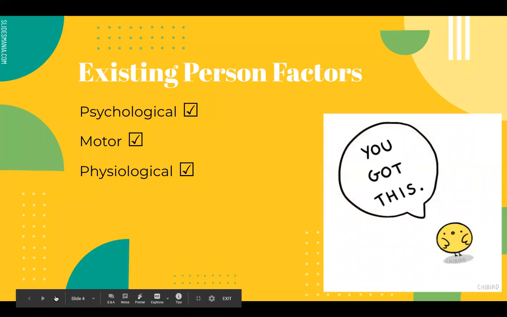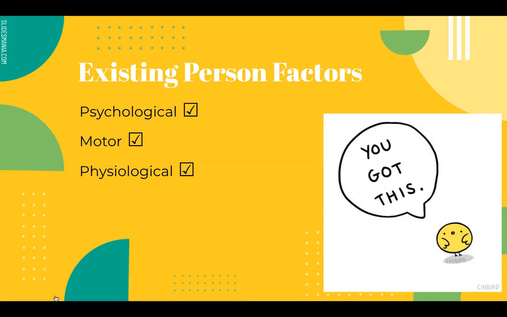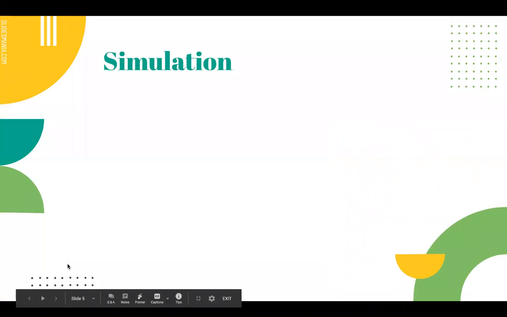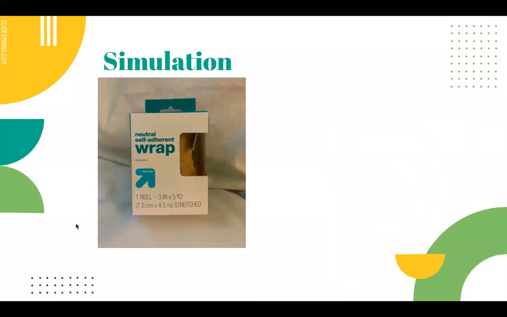Prior to beginning the simulation, I took note of my existing person factors. I consider myself to be a fairly healthy individual, both physically and mentally, so I currently have no problem interacting within my environment or engaging in my occupations. To replicate osteoarthritis, I utilized an elastic wrap around my hands and wrists. This reflected swelling and stiffness in my joints. I also wrapped my hands and wrists in a way to show joint deformity and Heberden's nodes.